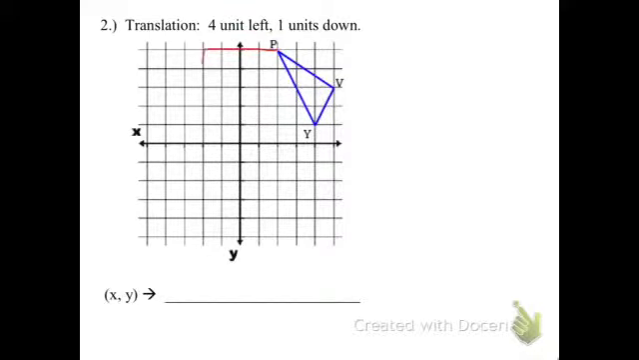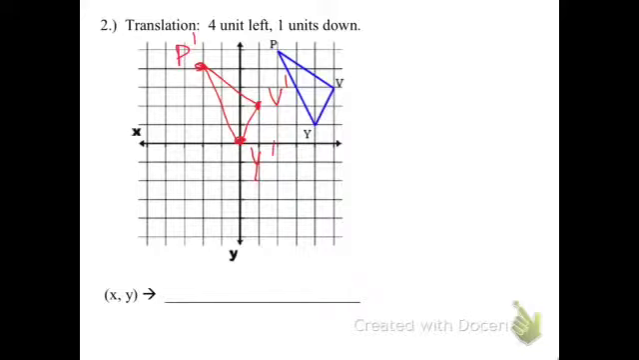Moving on to number 2, 4 left, 1 down. 1, 2, 3, 4, 1 down. Okay, 4 left, 1 down. There's going to be my P prime. 1, 2, 3, 4, 1 down. There's going to be my Y prime. And V, 4 left, 1 down. There's going to be my V prime.